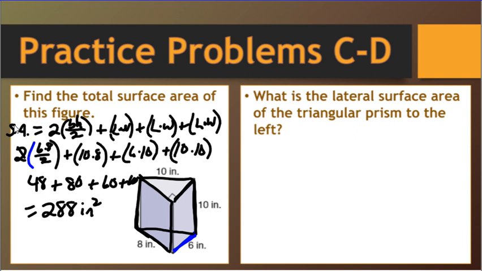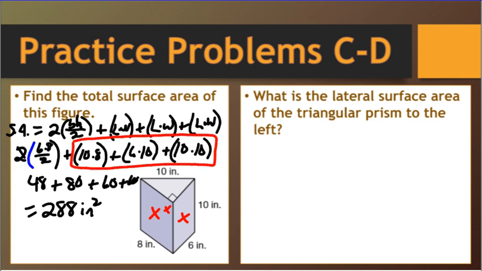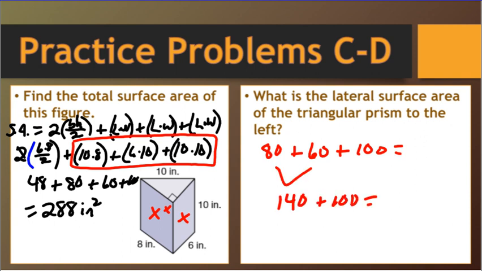And the next one, what is the lateral surface area of the triangular prism to the left? So let's erase these lines around here. The lateral surface area, I want this piece, and this back piece. So it's really these last 3 pieces that I found the area of. So it'd be our 80 plus our 60 plus our 100. This gives us 140 plus 100, which would give us 240 square inches as our lateral surface area.